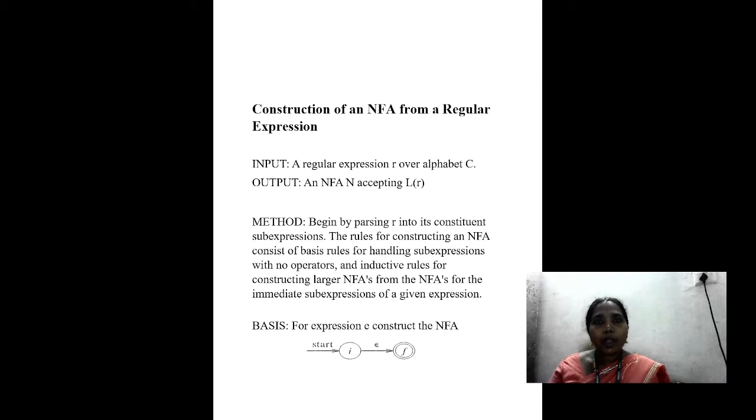The algorithm's input consists of a regular expression R over the alphabet sigma. The output is an NFA N accepting the language L of R. So let us see the method. Now begin by parsing R, the given regular expression, into its constituent sub-expressions. The rules for constructing an NFA consist of basis rules for handling sub-expressions with no operators and inductive rules for constructing larger NFAs from the NFAs for the immediate sub-expressions of a given expression.